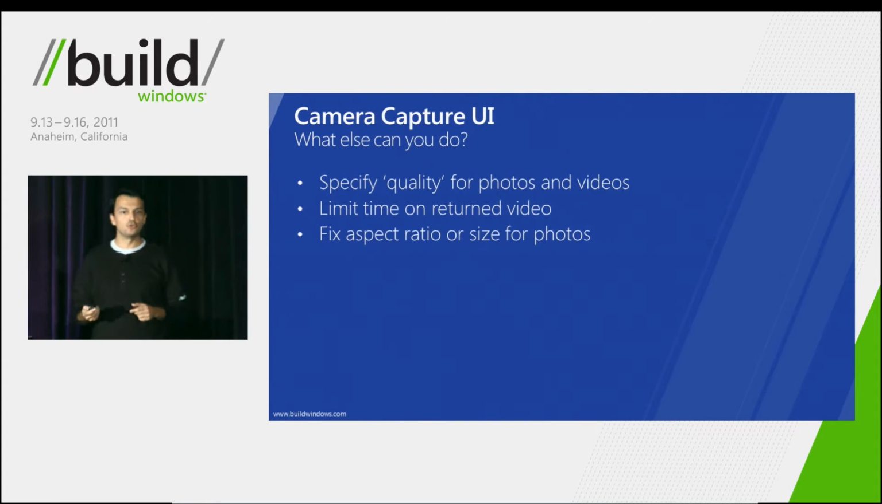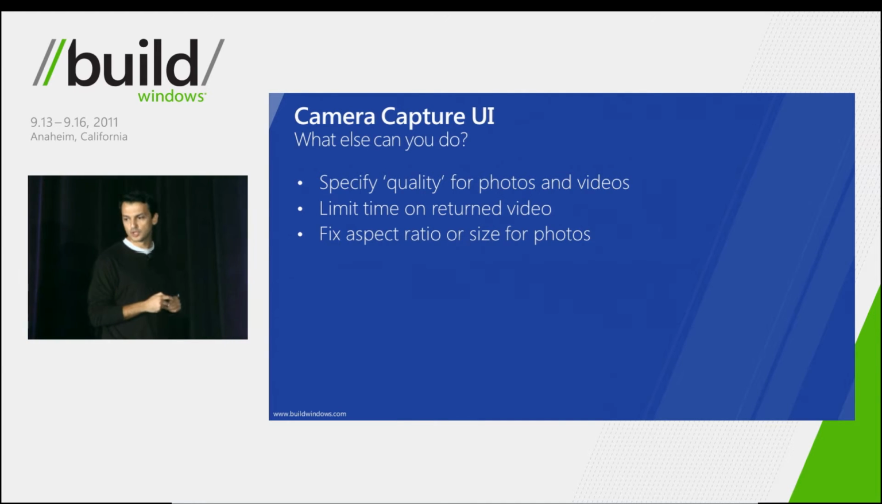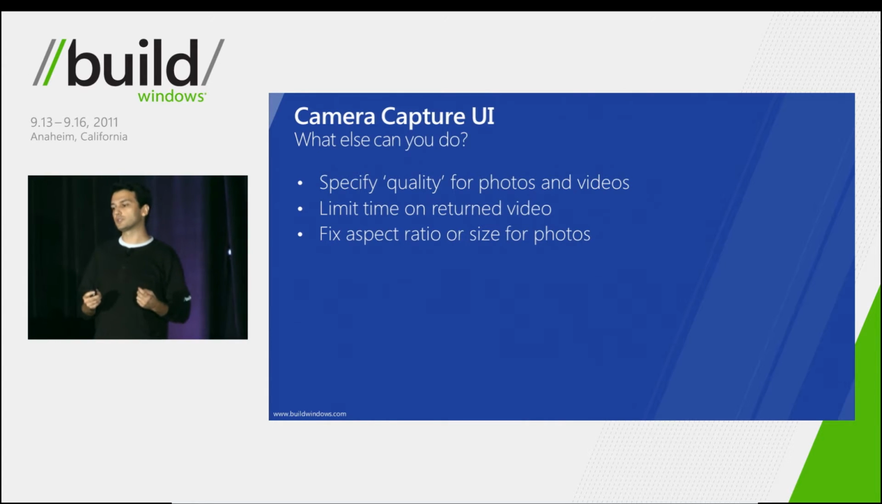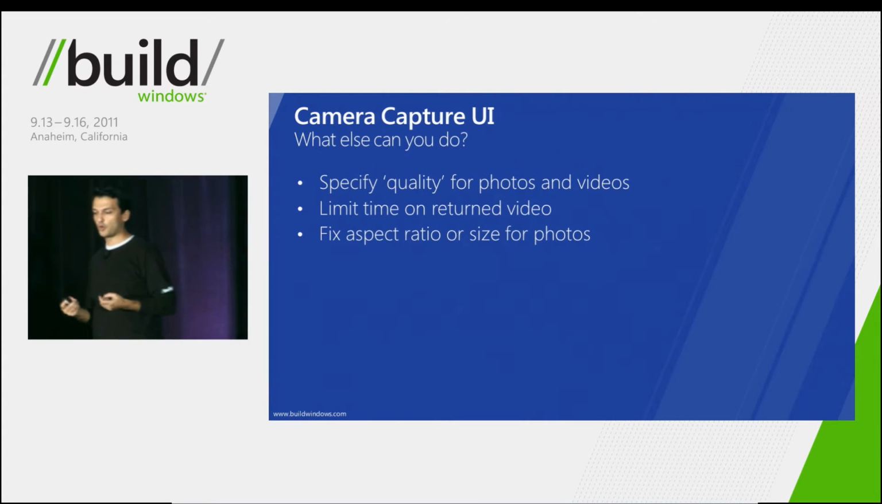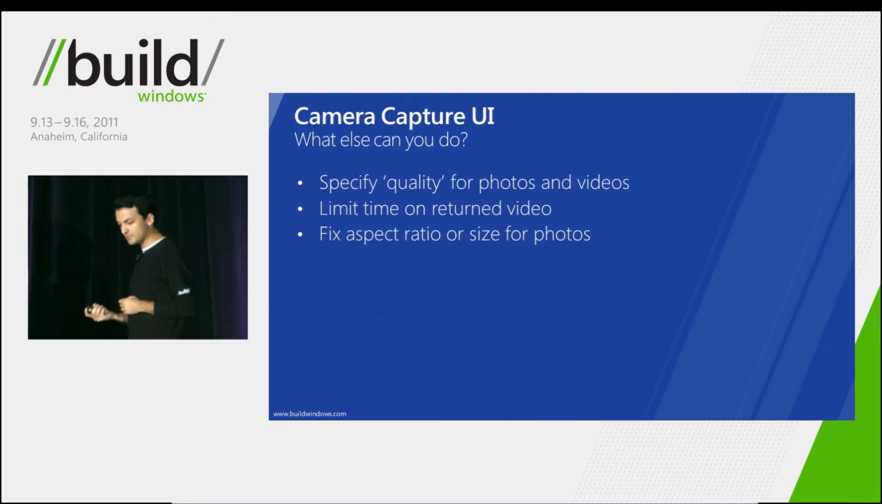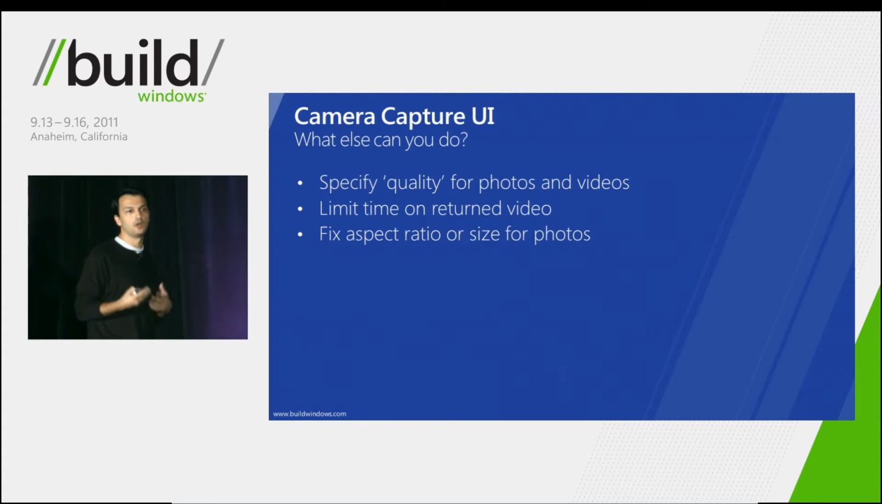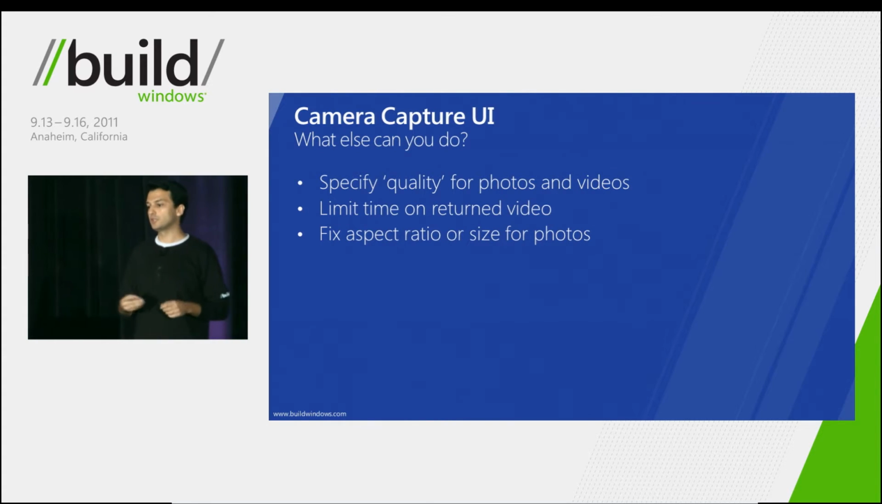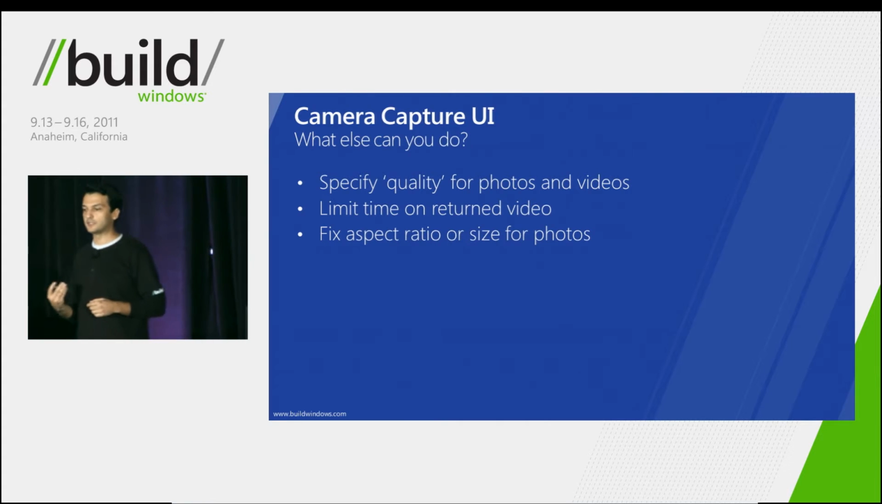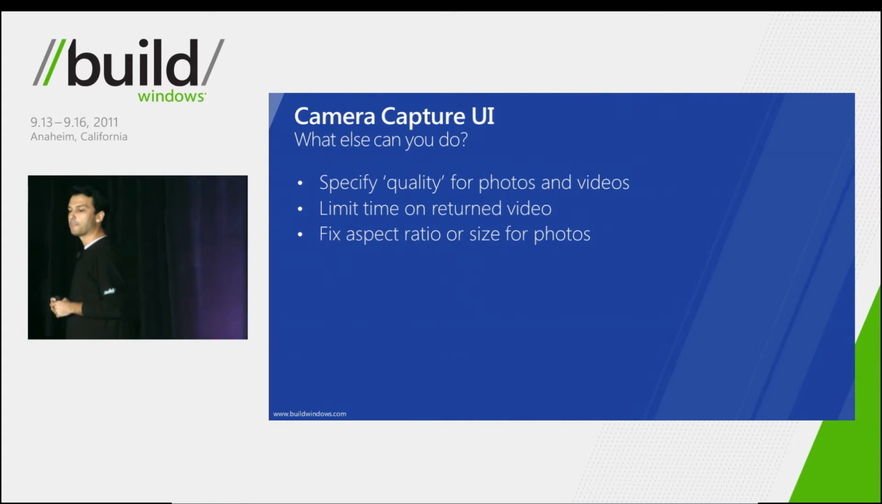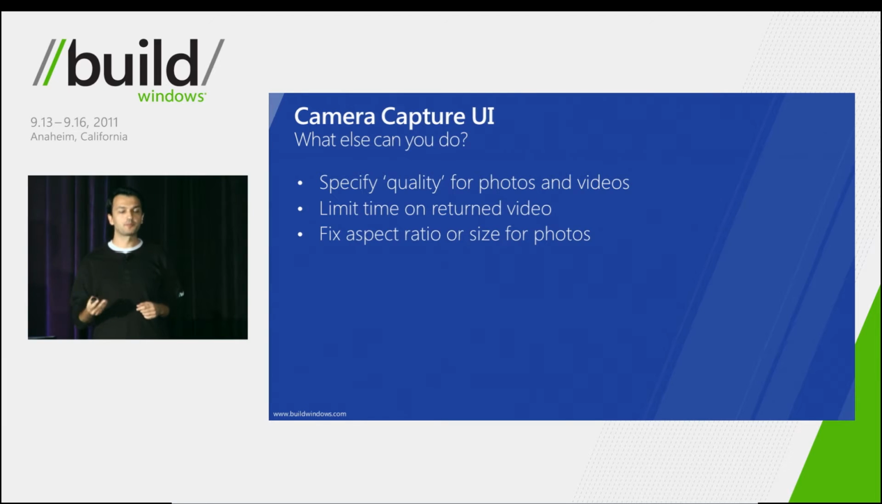Now, what else can you do using the camera capture UI? We've seen some of these things, but I want to recap those. You can specify an upper limit to what the user would take as a photo or a video. You can think how this would be really important in cases, for example, when you want to transfer these files over the internet. You don't want large file sizes, potentially, in which case you can specify this upper limit quality.